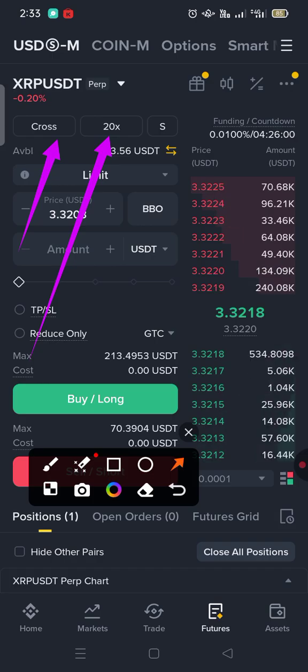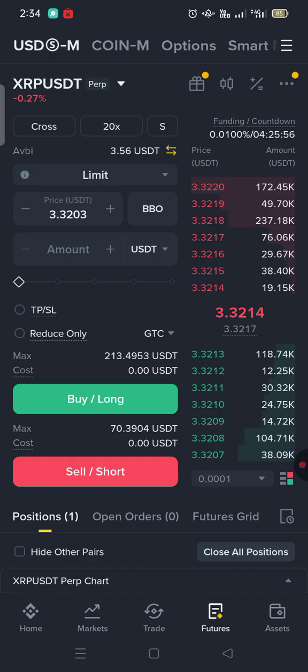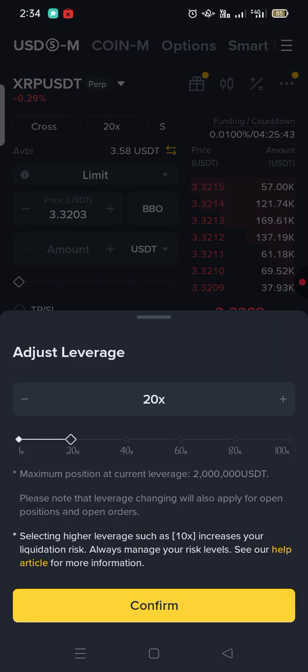So the next thing is I'm going to choose the leverage. You can see I'm already using 20x. That is 20 times of what I have. We have different leverages. You can put it as high as even 100x, but remember, the higher the leverage, the higher the risk, and you can lose your account anytime.